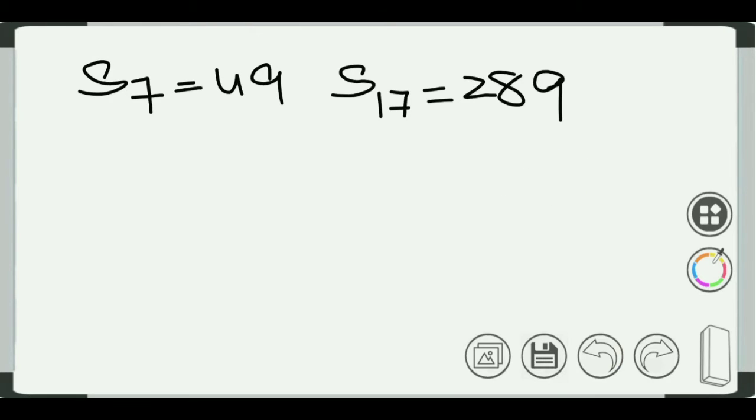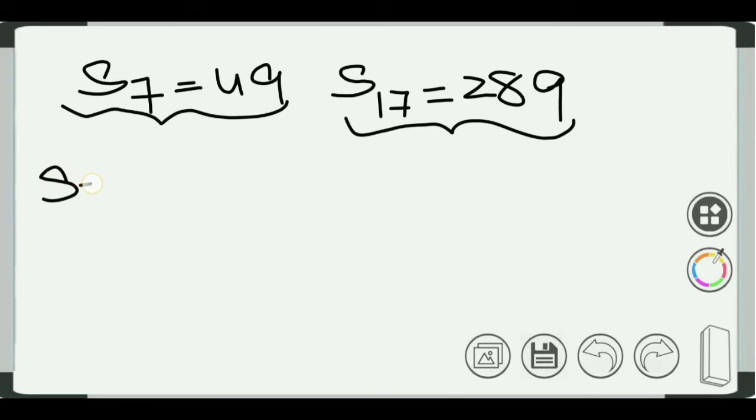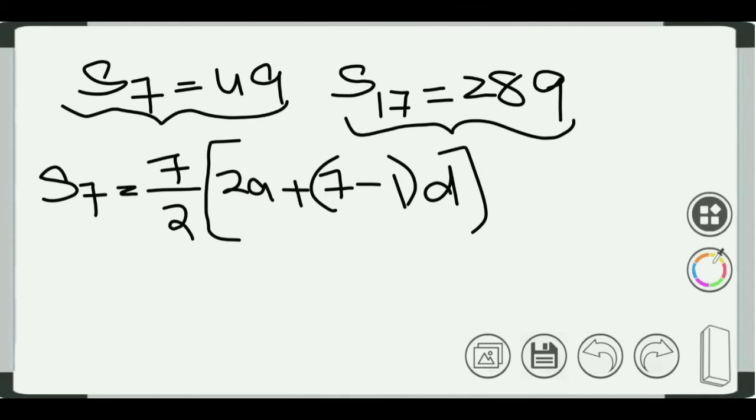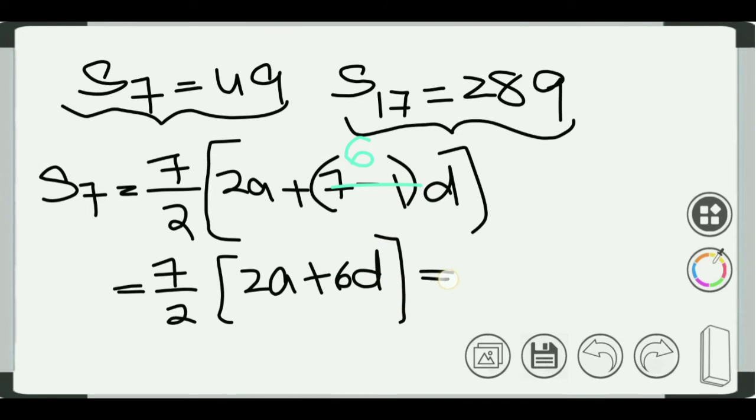What is the sum of first n terms? First of all, we'll expand this one. So, S7 is given, S17 is given. So, S7 is equal to what? S7 means n is 7. Right. So, 7 by 2 into 2a plus n minus 1 into d. That is 7 minus 1 into d. Now, 7 minus 1 you can write as 6d. So, this one will be 7 by 2 into 2a plus 6d equal to what? 49.